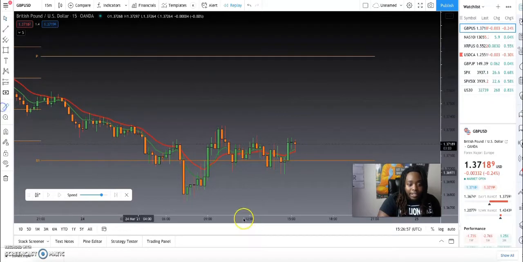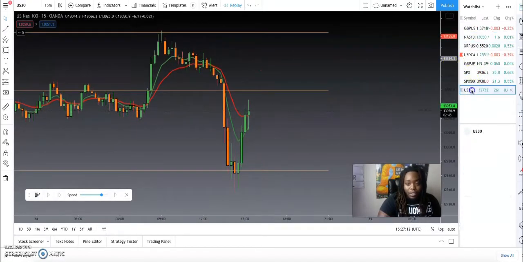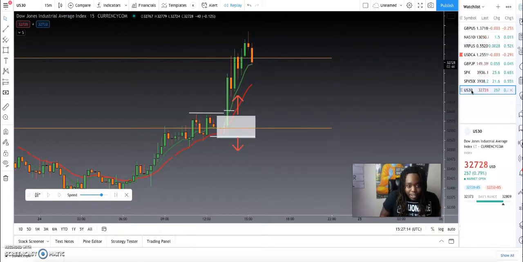With pips, you can calculate this: 52 pips, you can times that by 1, that'll be $53, or by 10, $530. But with indices like Nas100 and US 30, you've got to learn how to calculate into points. So this was US 30. News, boom, went up. You could have caught it off the breakout and taken profit.